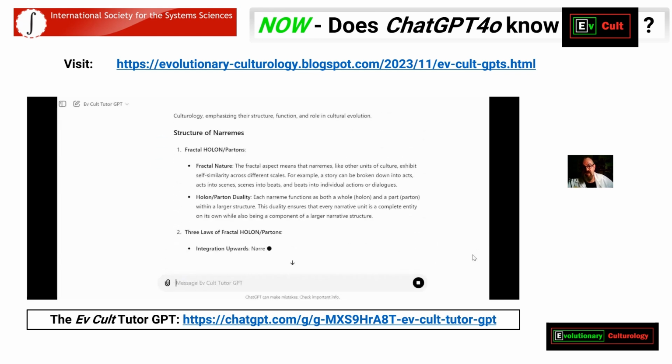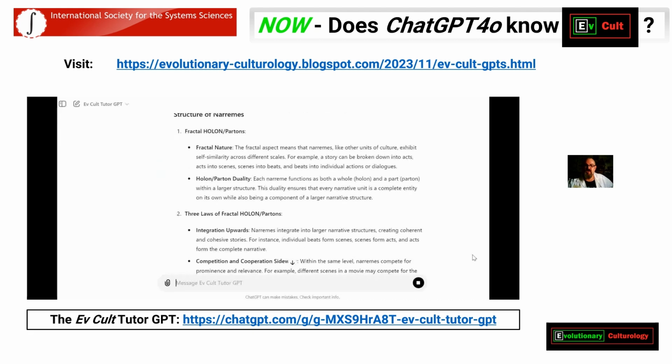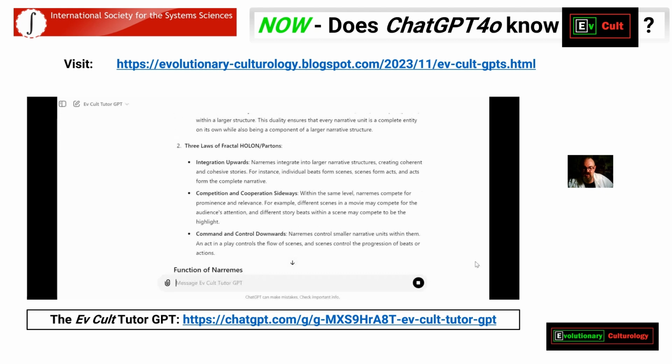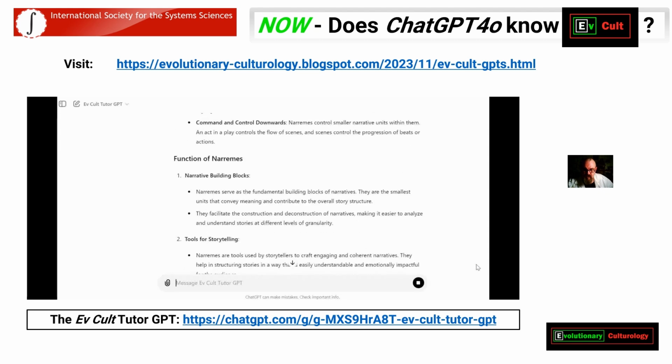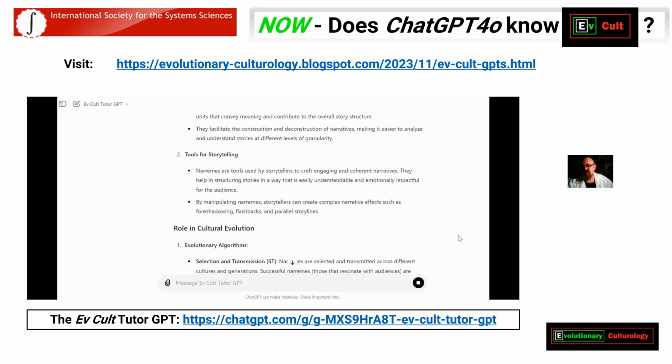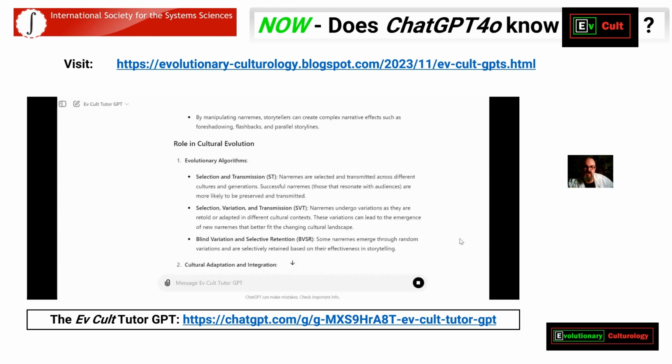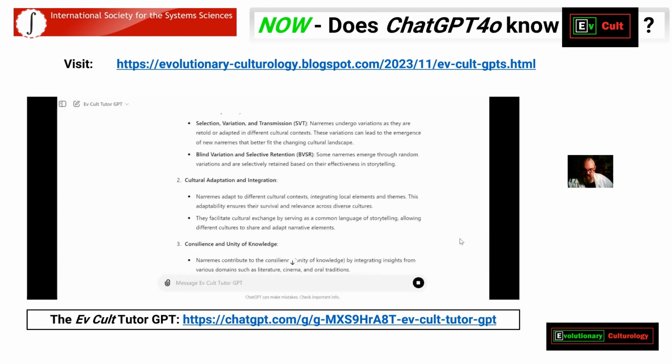Here's the structure of Narremes. So, anyway, good to know. A lot can change in AI in 12 months. Mind you, if you're using ChatGPT 3.5, it probably doesn't know, because it may not have been trained on the EvCult corpus.